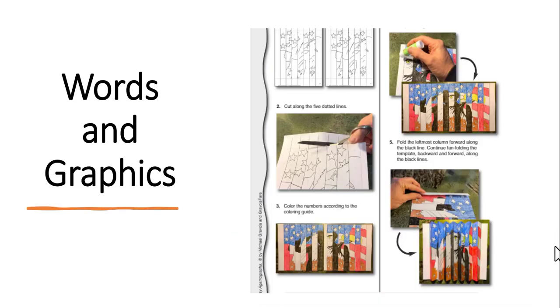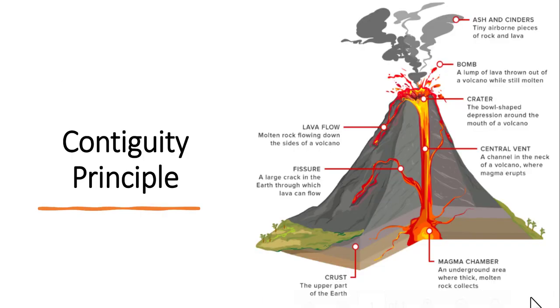The first one is words and graphics. You can see this is an example of a Veterans Day art project that we do, and the directions are right along with the pictures. So students can certainly follow these directions, but it's also for the teachers too, because when you're first learning how to do this folding and what you do with it, it is kind of confusing. So having the directions right along with the graphics is very helpful when understanding this project.